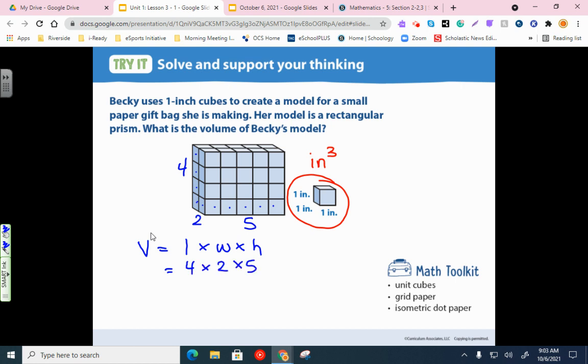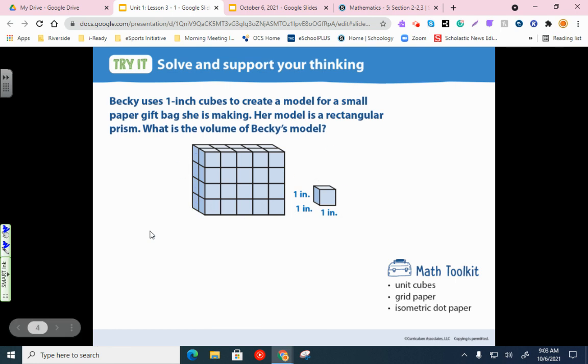And I just grabbed whatever numbers and just plugged them in because, again, any order will give us the same answer. 4 times 2 is 8. And we know 8 times 5 is 40. And we have cubic inches here for our final answer. So her gift bag should be 40 cubic inches. And let's see if that's true by going to the next page.